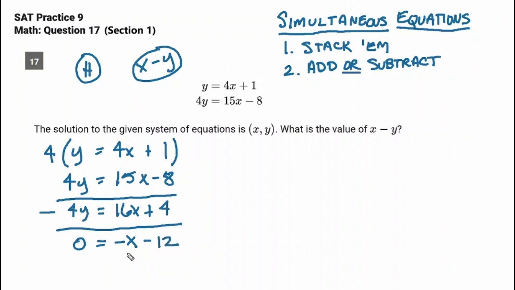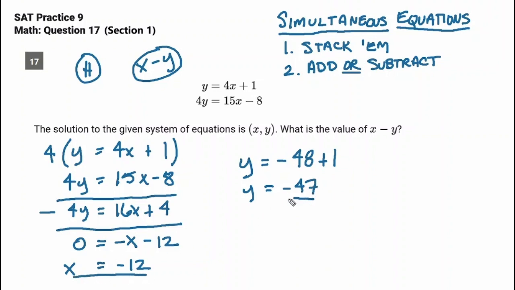So I've got 0 equals negative x minus 12. I'm going to move my x across the equal sign. It's going to change signs. I got x equals negative 12. And now all I got to do is plug in the x into one of these equations. Should I use the easy one or the hard one? I'm going to use the easy one. So y equals 4 times negative 12, negative 48, plus 1. Y equals negative 47. Okay, man, I am done. I got x equals negative 12 and y equals negative 47.